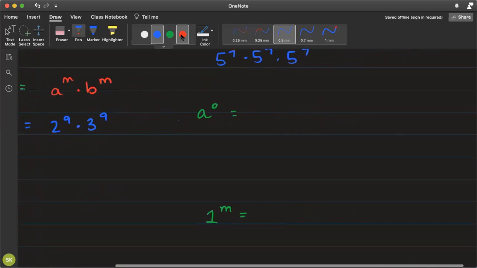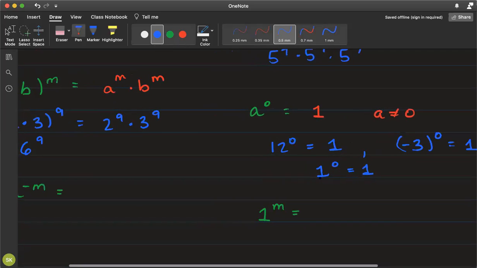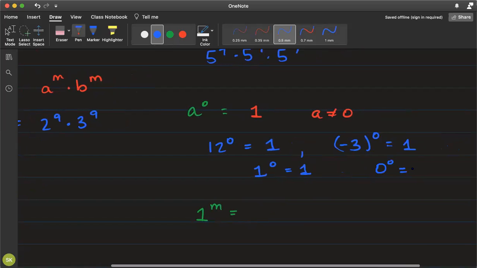A to the power 0. So anything to the power 0 is just going to be 1 as long as a is not equal to 0. We'll have a problem. We can't take 0 to the power 0. But any other number is fine. So something like, let's say 12 to the power 0, that is 1. And if you do like -3 to the power 0, that's going to be 1. Also, 1 to the power 0 is equal to 1. But 0 to the power 0 is undefined. So that's the only number you have to take out.